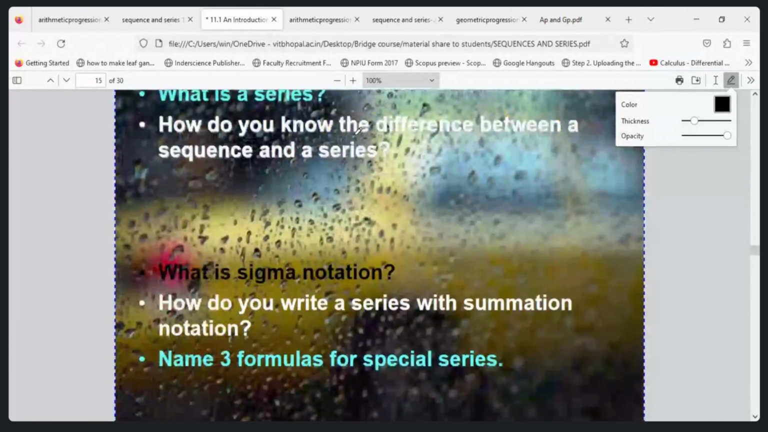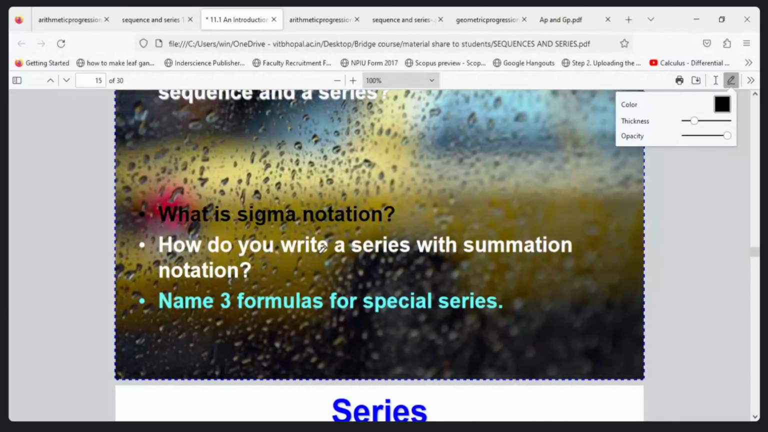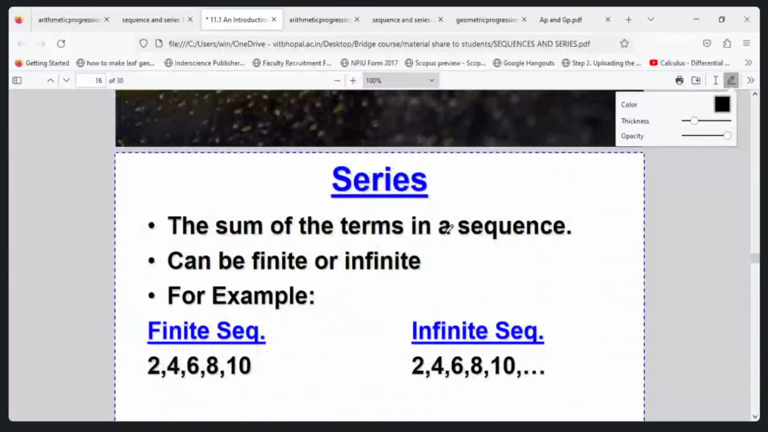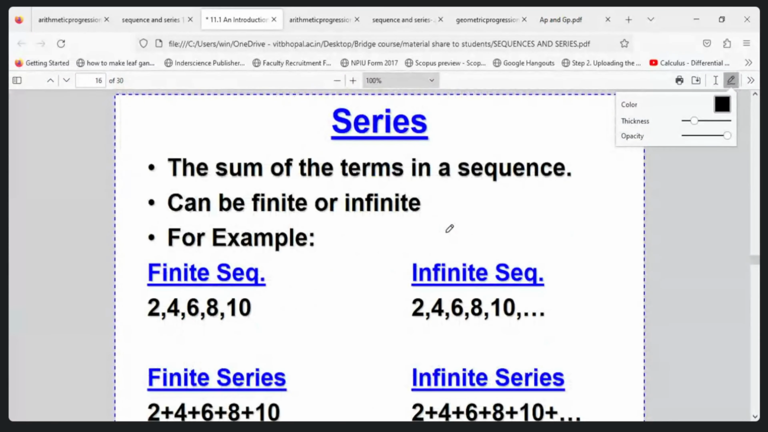Then what is the series? How do you know the difference between series and sequence? What is the sigma notation? How do you write a series with the summation notation? Name three formulas of a special series. Now come to the series. Series means the sum of the terms in a sequence.